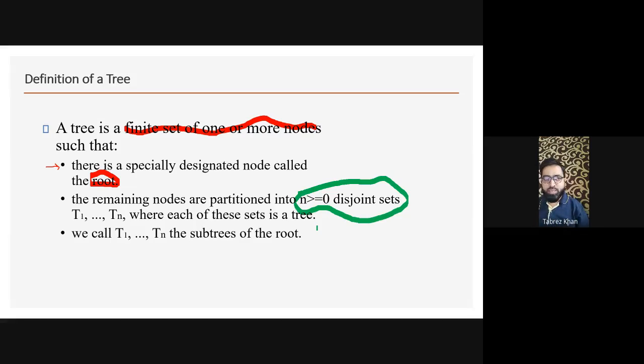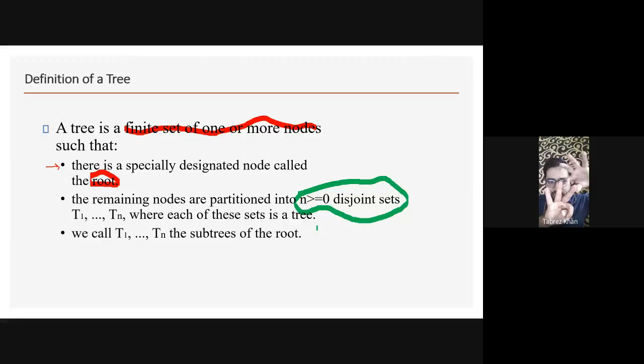So this is something like a recursive definition, which says that if you have a structure in which there are four nodes, one node is designated as a root node. So the remaining three nodes can be partitioned, can be divided into n greater than or equal to 0 disjoint sets. And each of these sets is a tree. It means that I can divide these remaining three nodes into three sets. One node becomes one set, one node becomes another set, one node becomes another set.